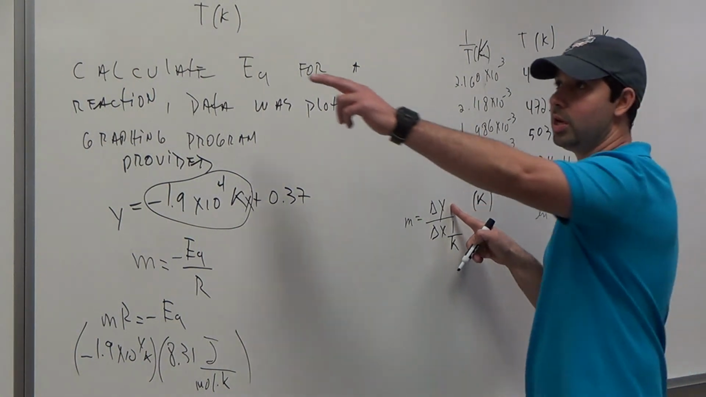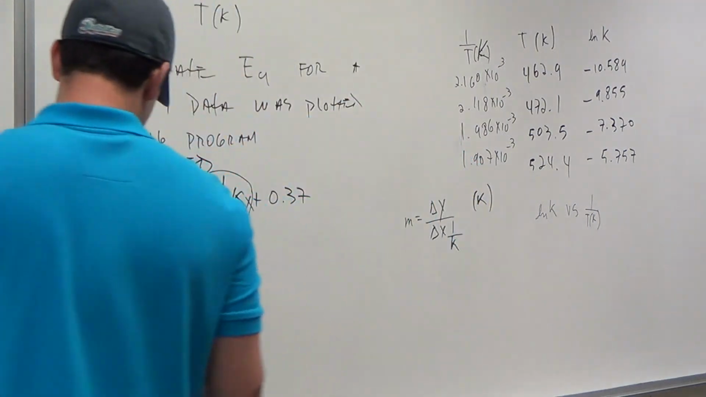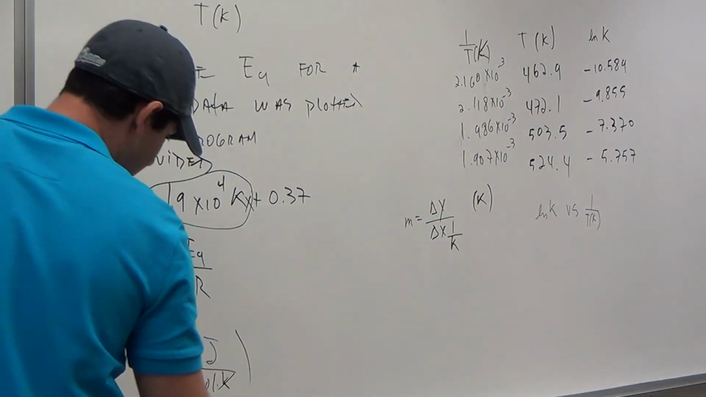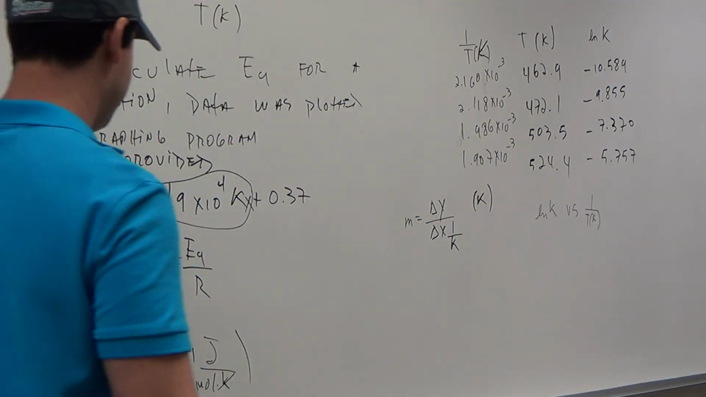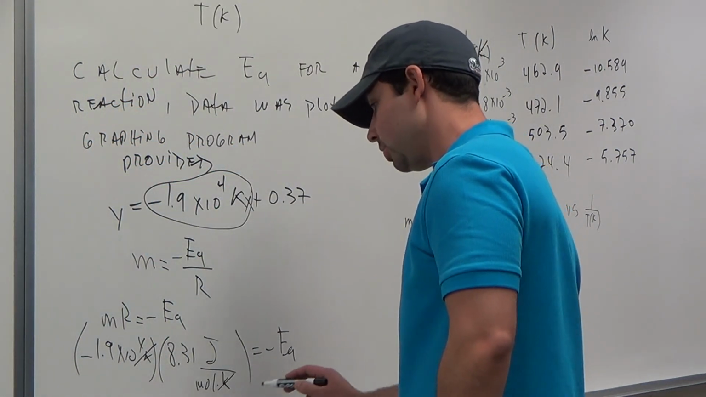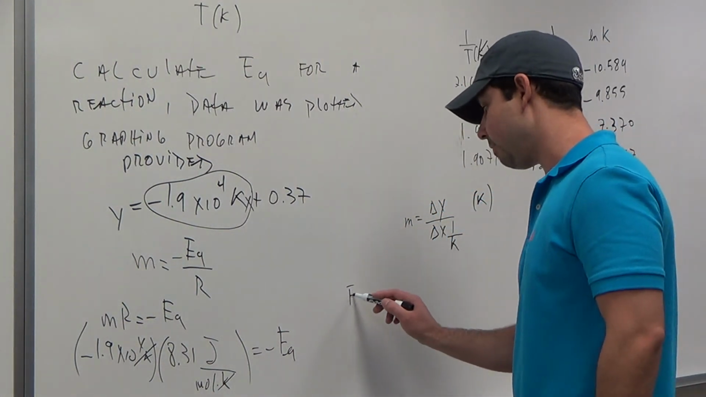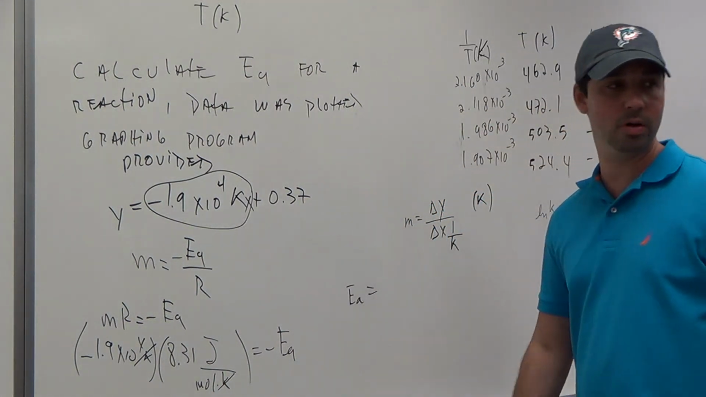This doesn't have units, yes? But this does have units. So that's why that's k. And when you find here, this K cancels with that K. And this will give you minus EA. And this minus cancels out with that minus, yes or no? And you are going to have energy of activation is equal to what number? Tell me.